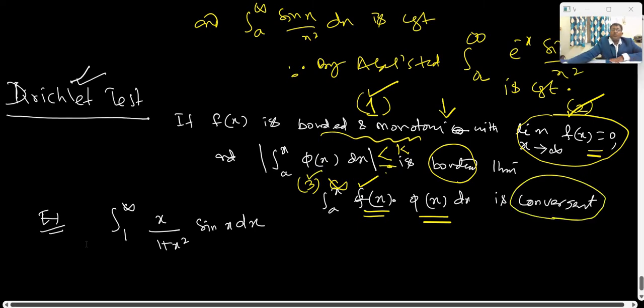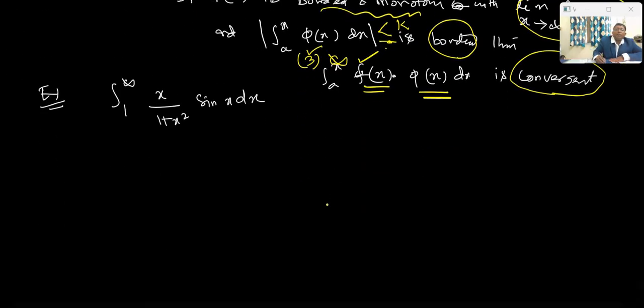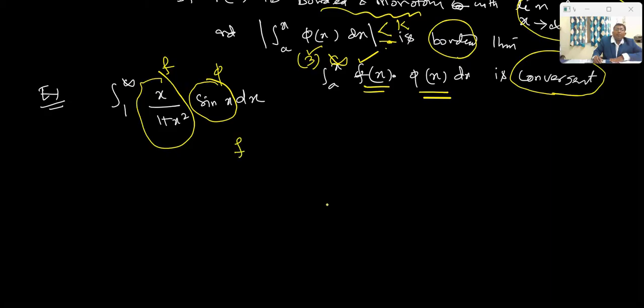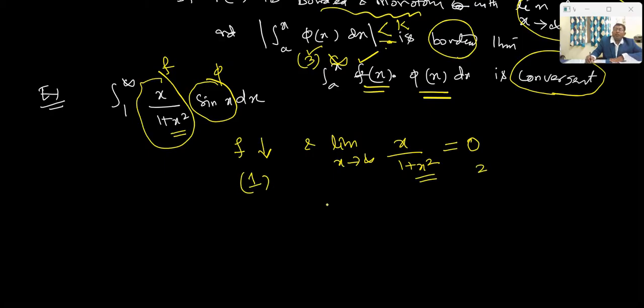Now coming to this integral, let this be my f and let this be my phi. What will happen to my f? You see the denominator is larger than the numerator in this interval, so f gradually decreases. So it is monotonically decreasing. And the limit as x tends to infinity of x by 1 plus x square: the denominator x square is larger, so infinity will come in the denominator, and this limit is 0. So condition 1 is satisfied and condition 2 is satisfied. This is monotonically decreasing and bounded also.